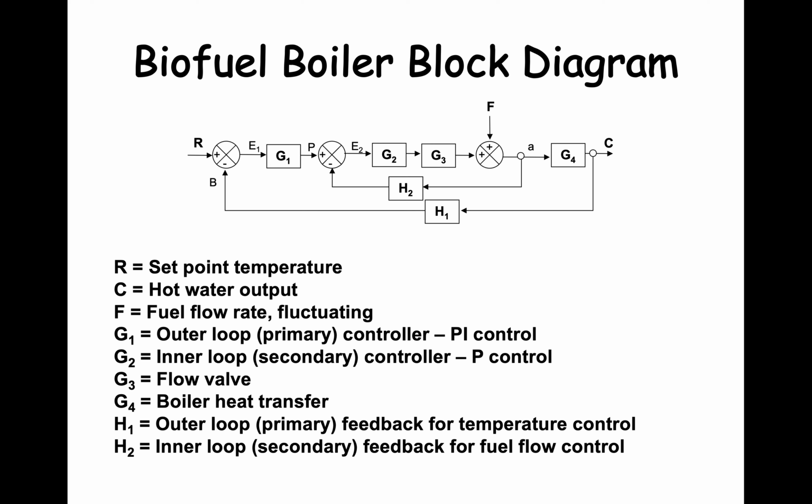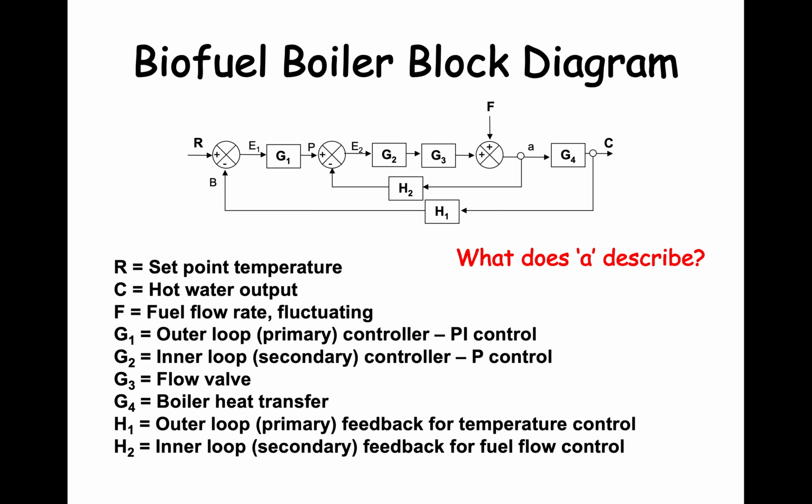We have two sensor feedback transfer functions, H1 for the temperature sensor and H2 for the pressure sensor. Both provide input to the flow valve adjustment. We have two controller transfer functions. G1 is the primary loop controller, and we will use PI control for it. The other controller is G2, the secondary loop controller, and we will use proportional control only for it.